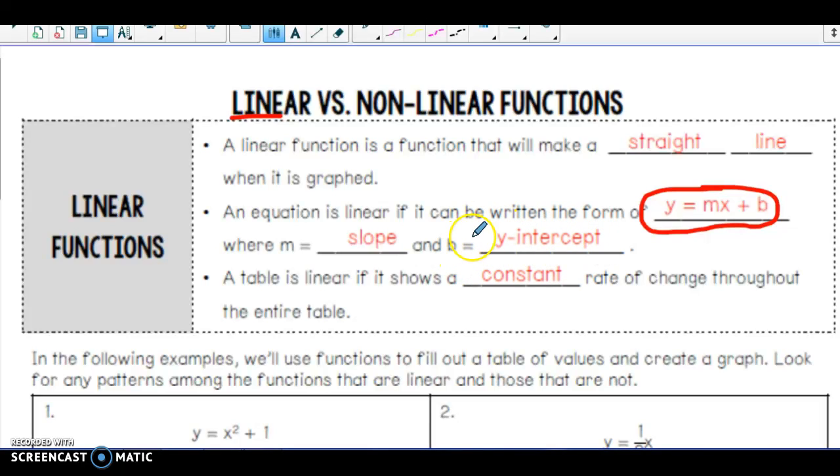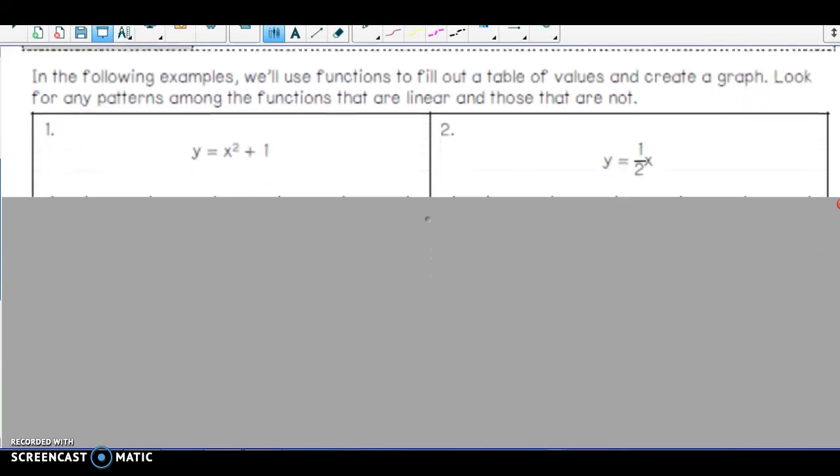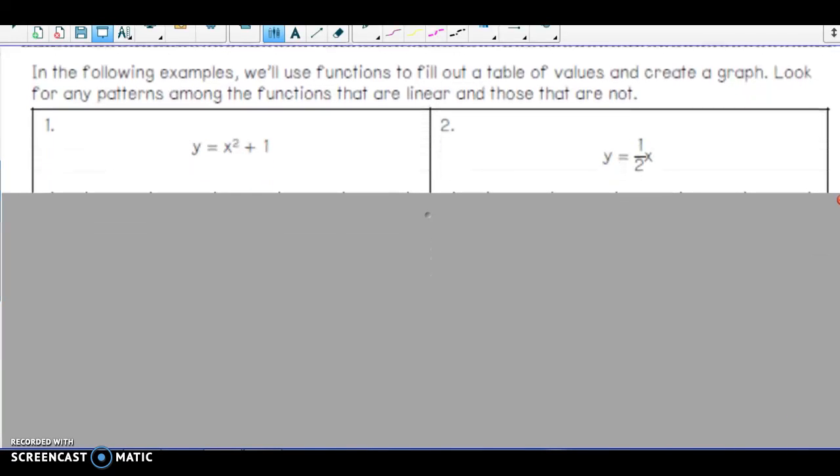When you go to graph a line, you will have a starting point, which is on the y-intercept, and you will have movement, which is the pattern between the rising and the running of the slope. If you're working with a table of values, you're going to know it's a linear function if you see a constant rate of change throughout the entire table, and we'll practice seeing how that works out. When you're given an equation, you can fill out a table of values to create the graph. Then you can look for any patterns among the functions that are linear and those that are not.